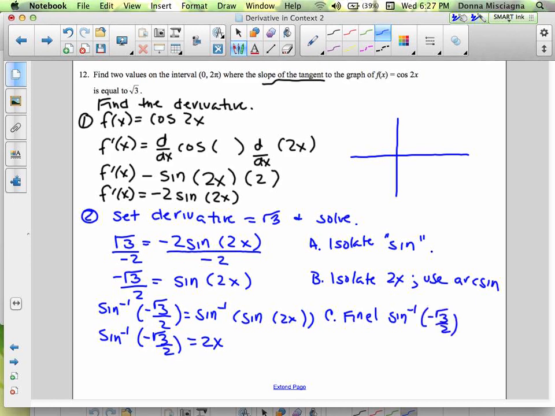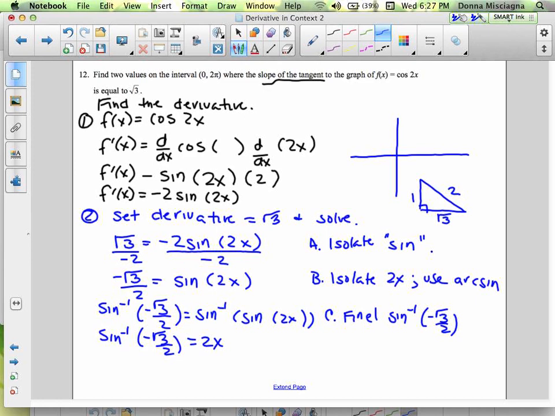Well, first of all, think about which kind of triangle it is. Because it has a nice number like that, it has to be one of two things: the 45, 45, 90 or the 30, 60, 90. It is not the 45, 45, 90, because that's 1, 1, square root of 2. The 30, 60, 90 has the short leg as 1, the long leg as the square root of 3, and the hypotenuse is 2.